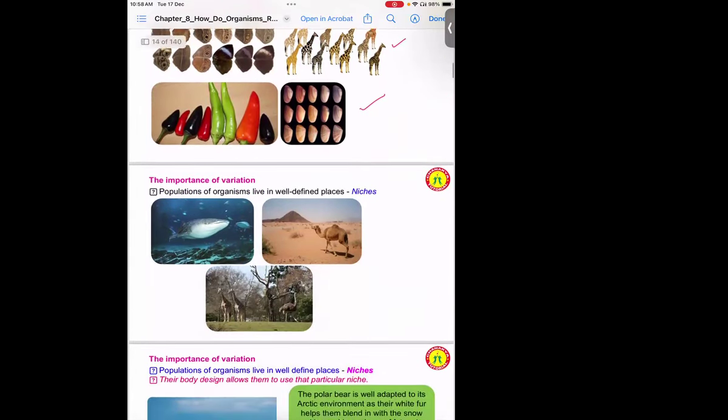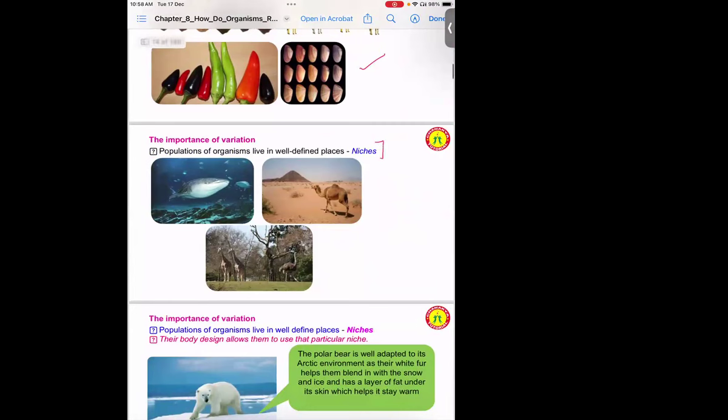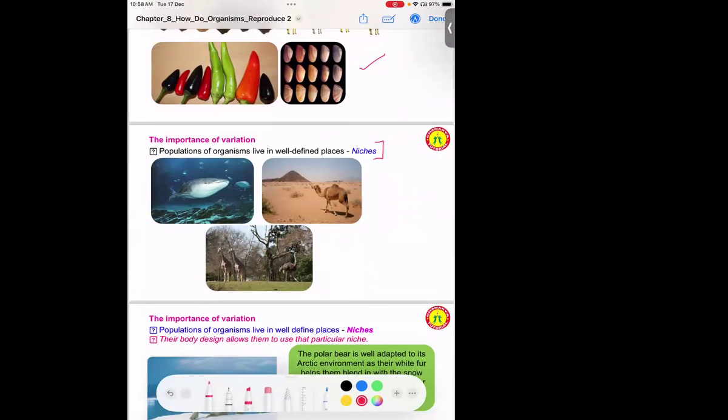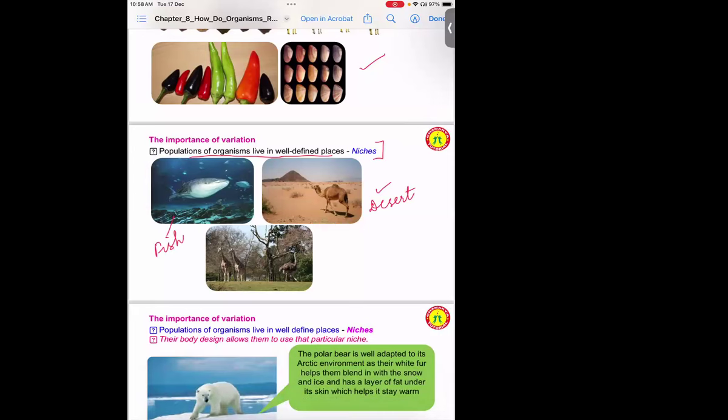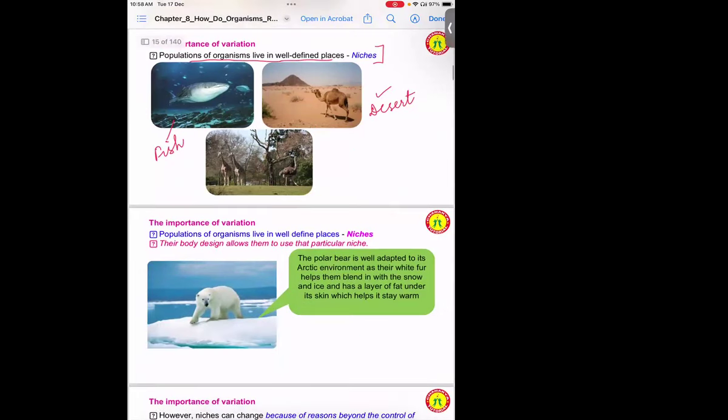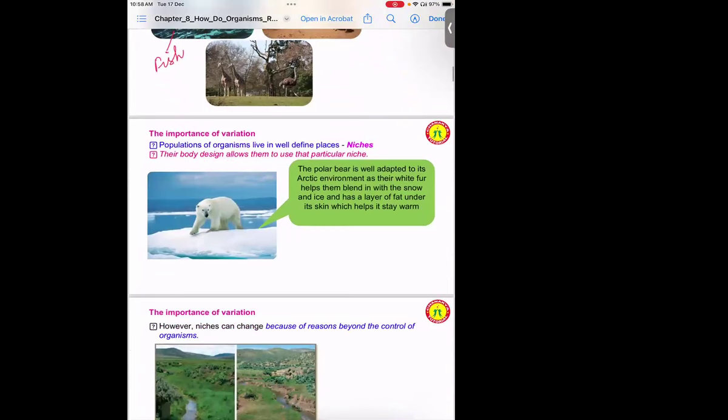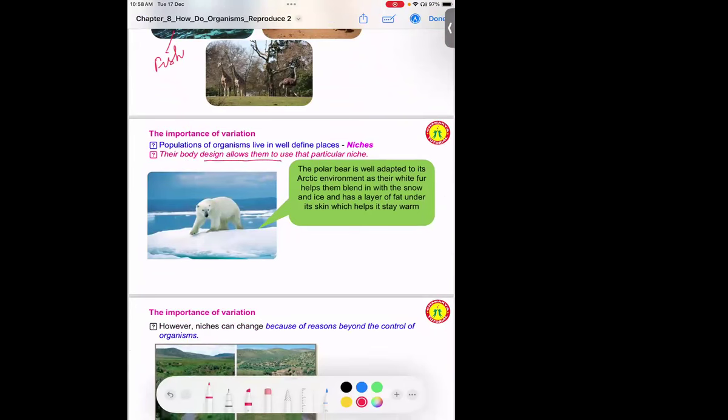The next thing is niche. Niche is basically the population of the organism where they live in a defined place. Like if I talk about the camel, the desert is the well-defined place for them. Then fishes, they live in the water. For them, this is a niche. So it's a well-defined place where the population of an individual will be living. Now, why are they able to survive? Because the body allows them to stay there, to survive there.